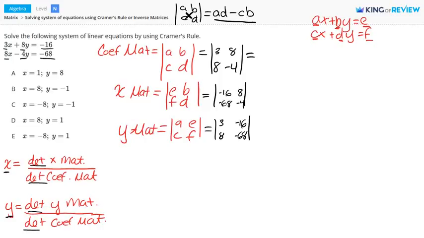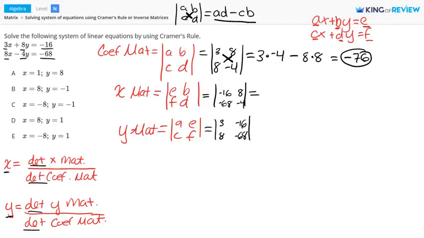So let's do that for the coefficient matrix. The main diagonal, so we have 3 times negative 4, then minus the entries in the other diagonal, 8 times 8. So when we work this out, we get negative 76. That's the determinant of the coefficient matrix.